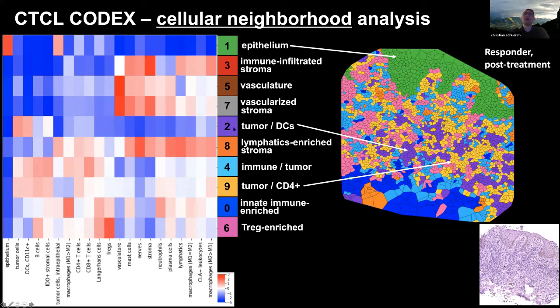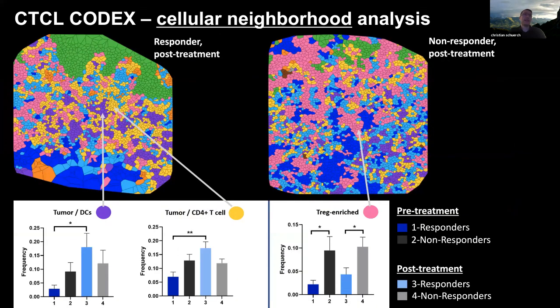For example, we found a neighborhood here shown in purple, which was enriched in tumor cells and dendritic cells, a neighborhood in yellow, which was enriched in tumor cells and CD4 T cells, reactive CD4 T cells, and a regulatory T cell enriched neighborhood, which is shown in pink. So while we did not see any big differences in the absolute cell numbers, we started to see differences in how the cells were spatially arranged in the tissue, as shown by the neighborhoods.